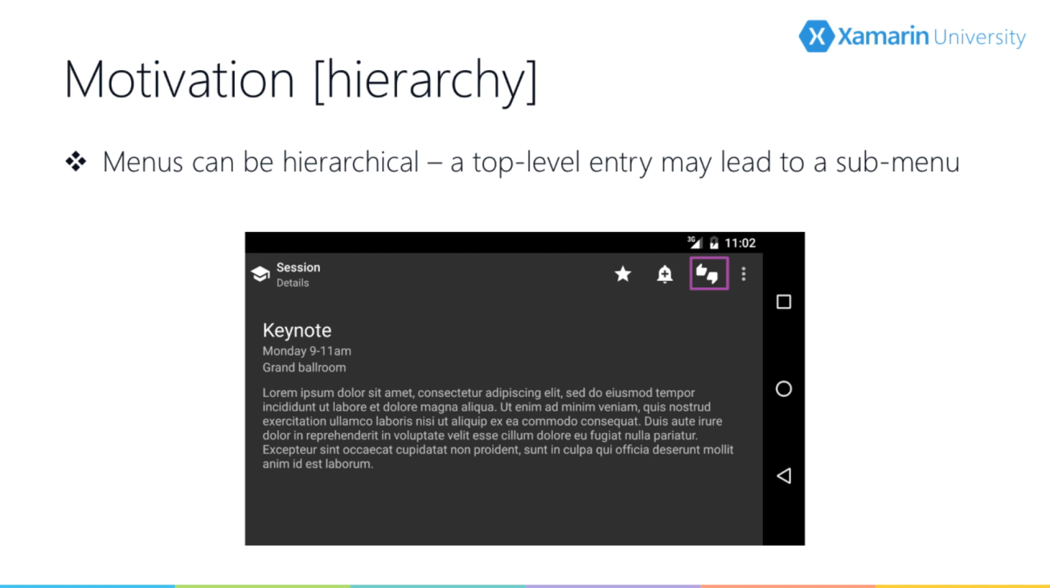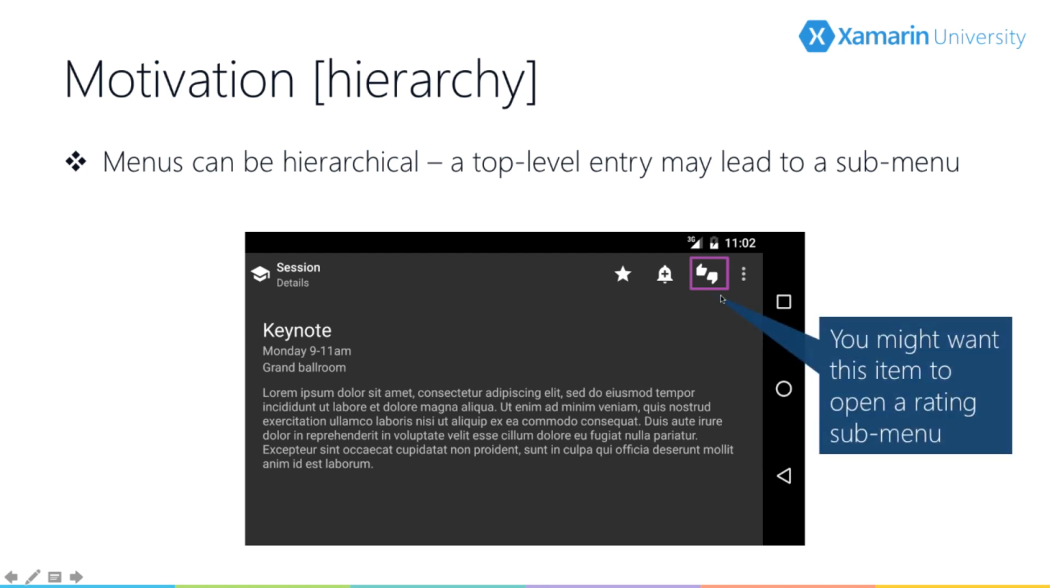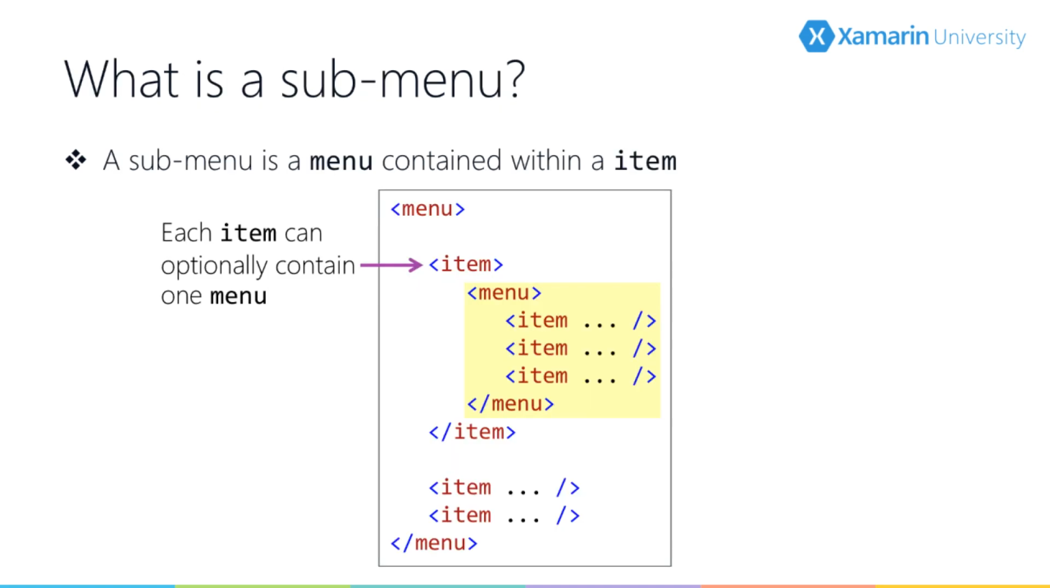So for example, here you have an entry on your actions menu, and when the user taps that entry, you might want to have a submenu pop up. So that's our first goal here. The way you do this is with a submenu. So here I have a menu. So this would be up here, my top level menu entry. Inside that, I have an item. So now each item can itself have either 0 or 1 nested submenus.